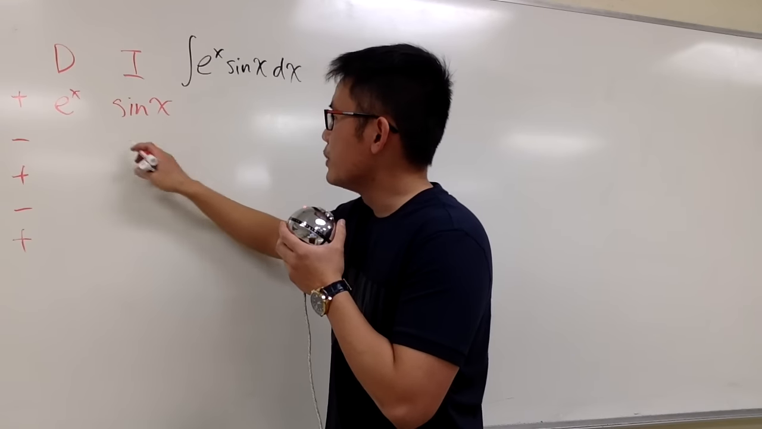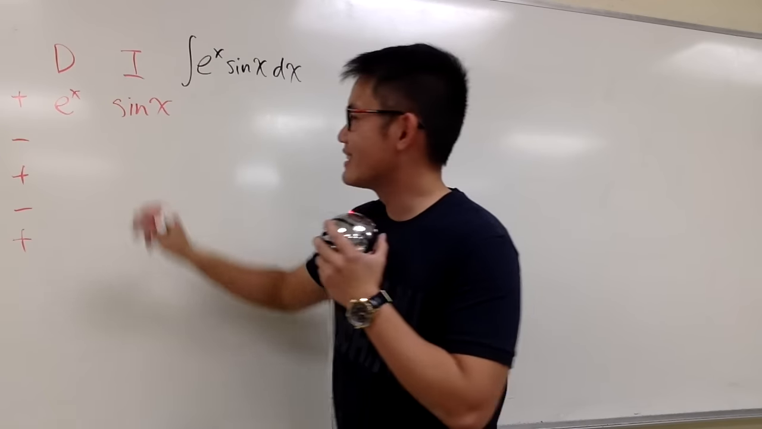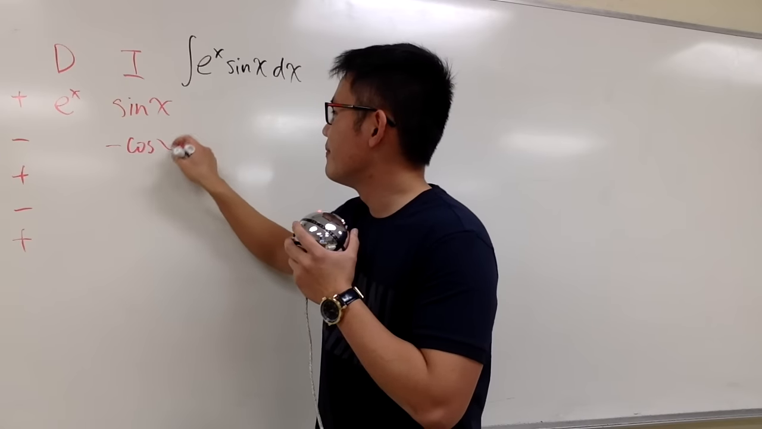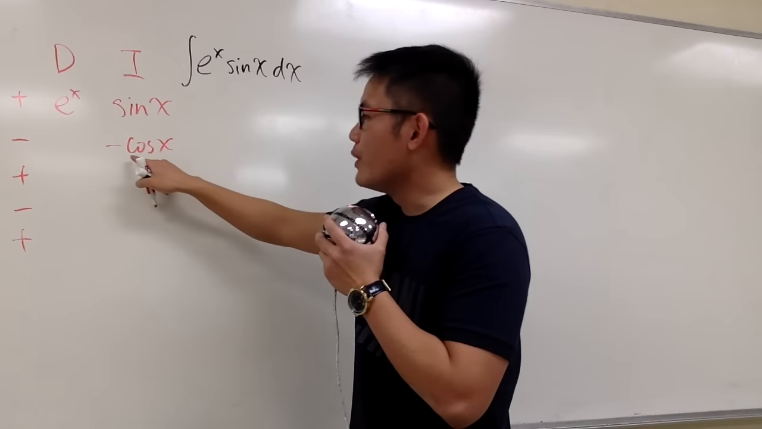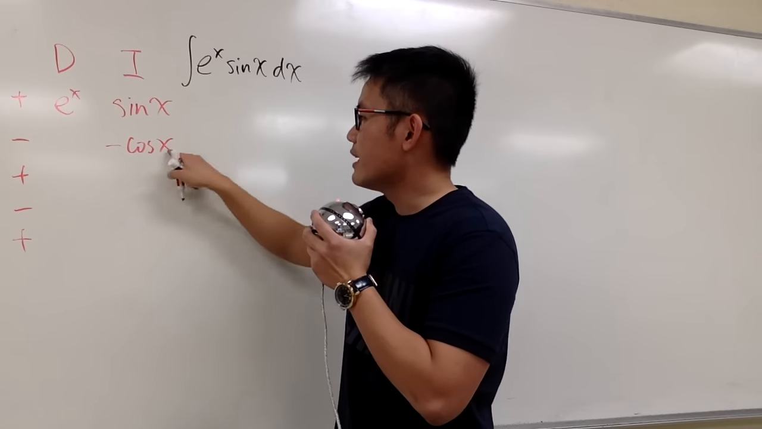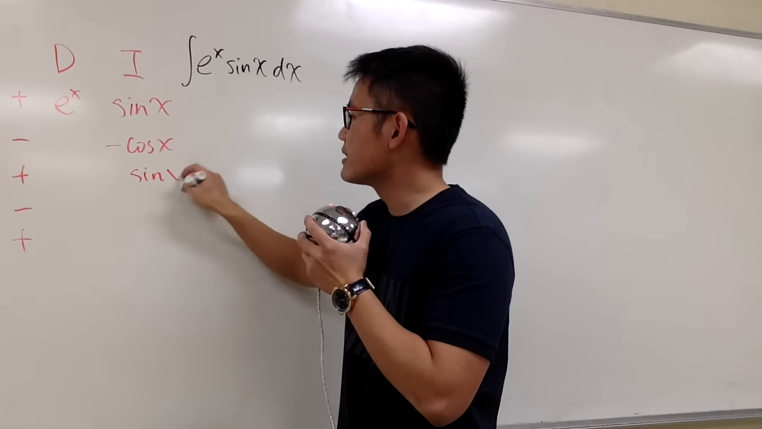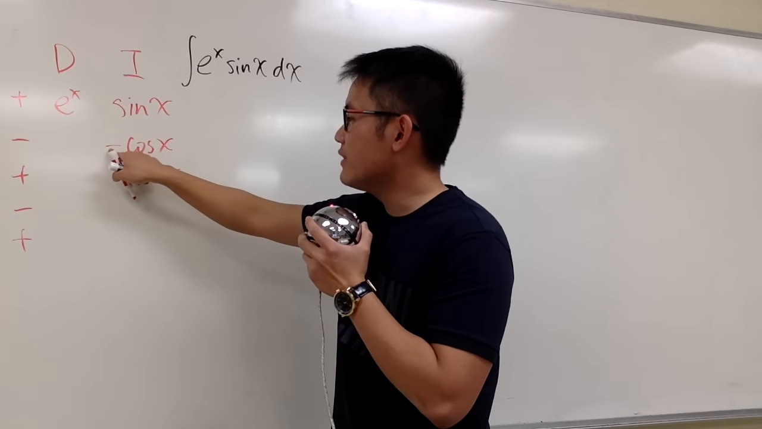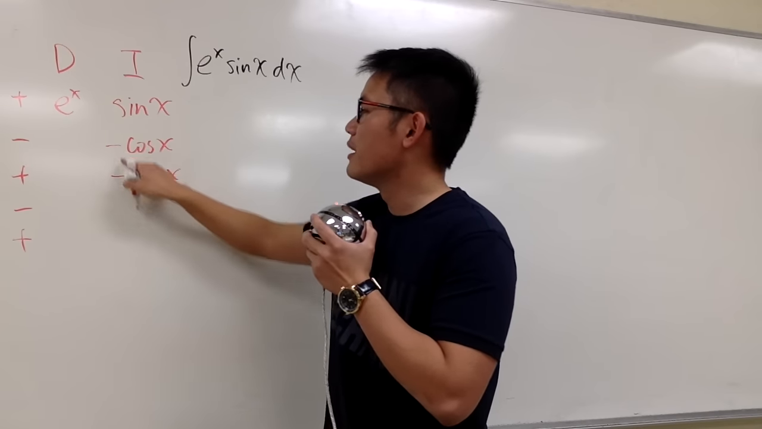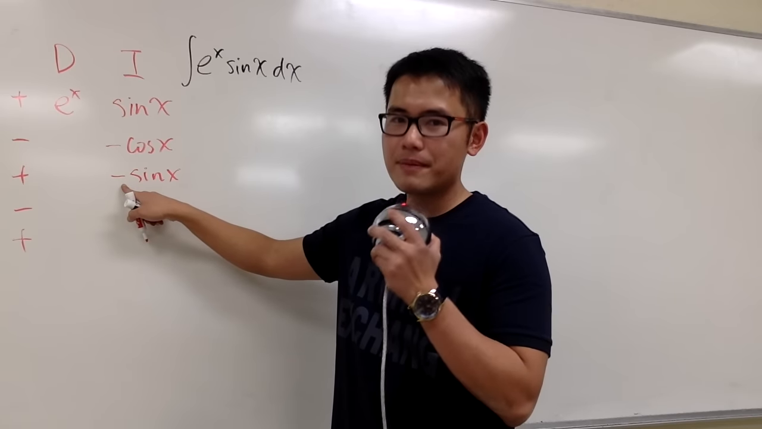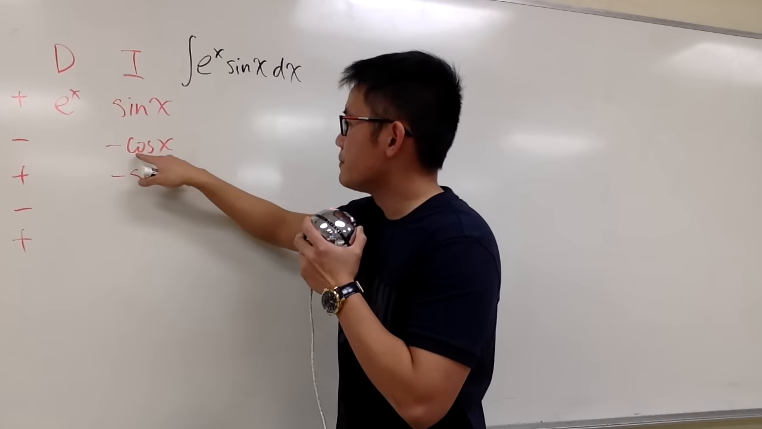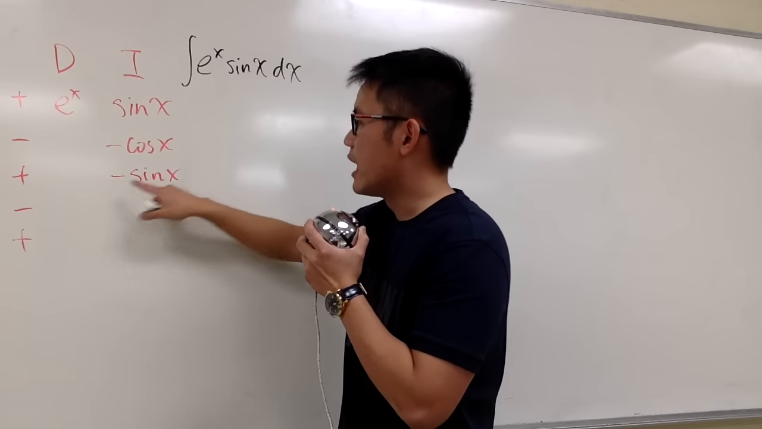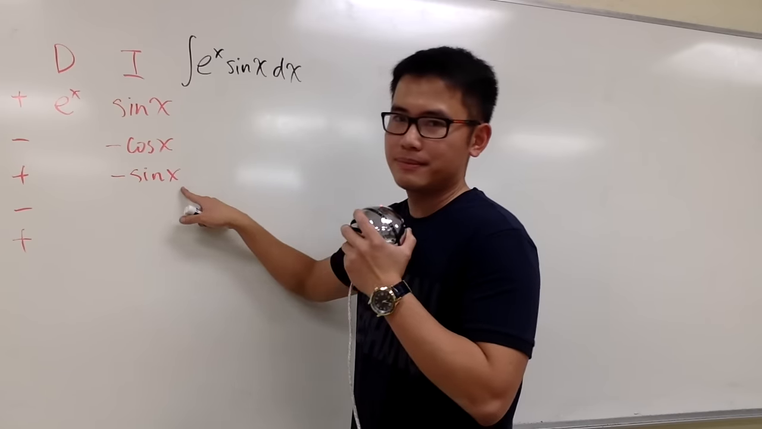Integrating sine x, we get negative cosine x. And what's the integral of negative cosine x? Well, we know integrating cosine x, we get positive sine x. But then this was negative originally, so we maintain the same negative sign. Once again, altogether, integrating negative cosine x, we will end up with negative sine x.